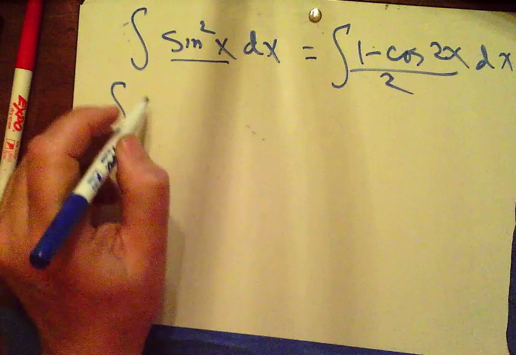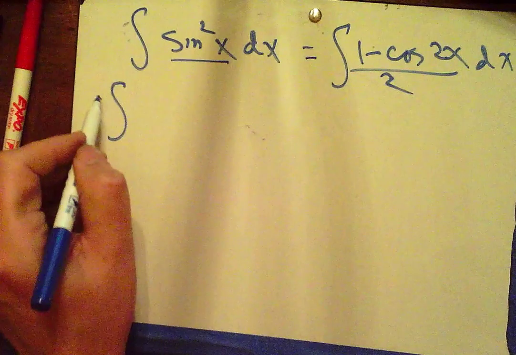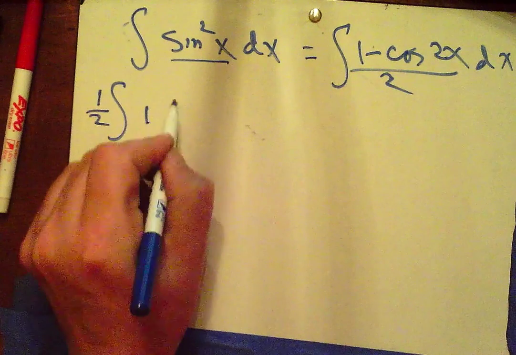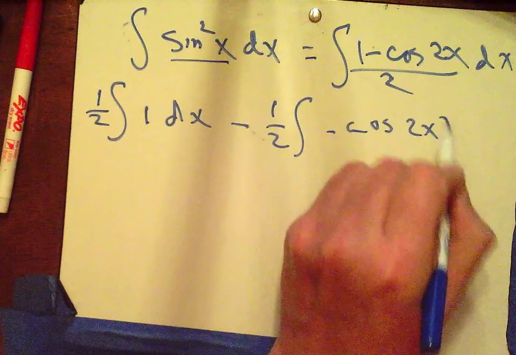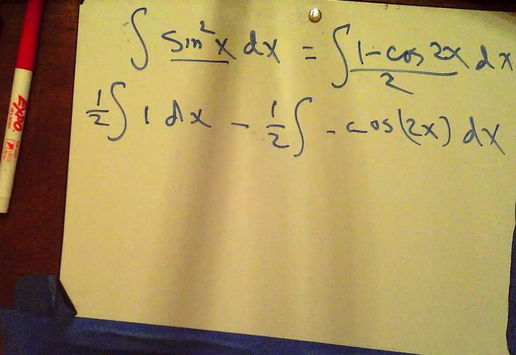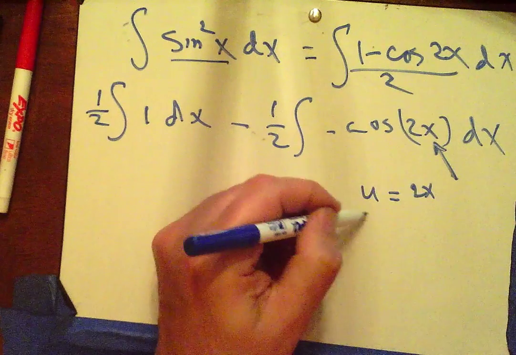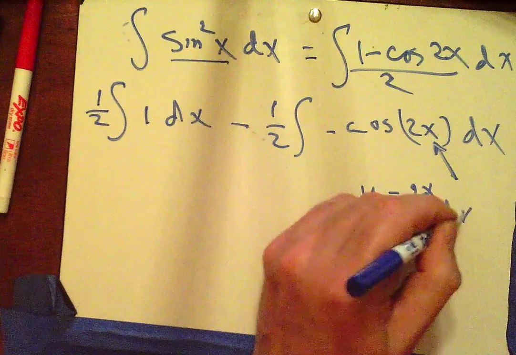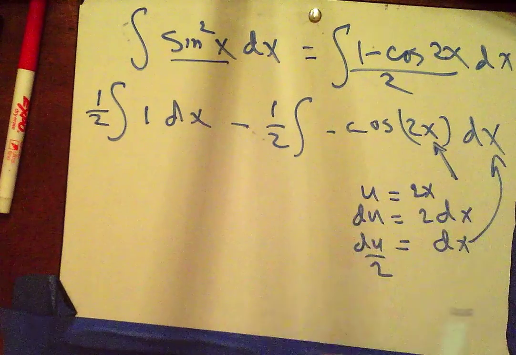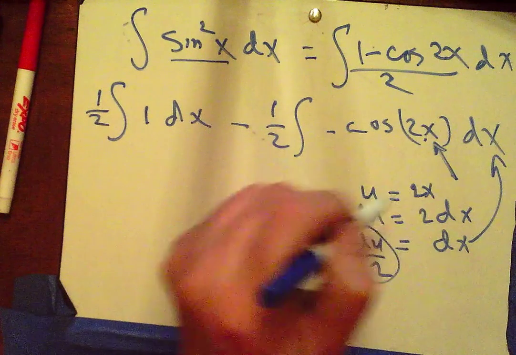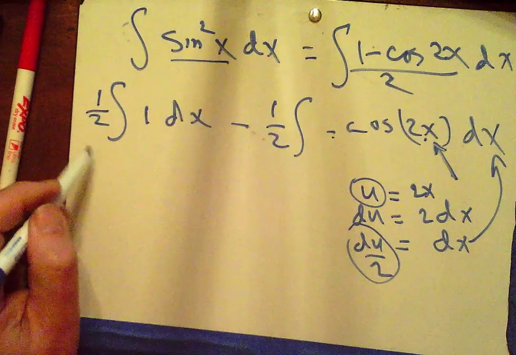And I split this up into 2 integrals. I don't want to take the 2 out first. Half 1 dx minus 1 half negative cosine 2x dx. Okay, so a u sub, u equals 2x, du is 2 dx, or dx is du over 2. So that can be replaced with this stuff, that can be replaced with this, and I think I'm going to pull that negative out. Negative times negative makes a positive.